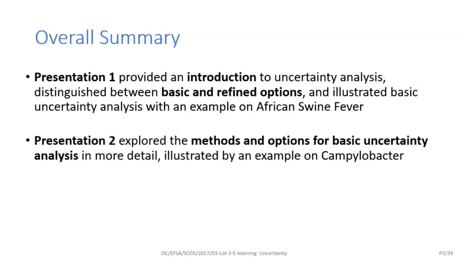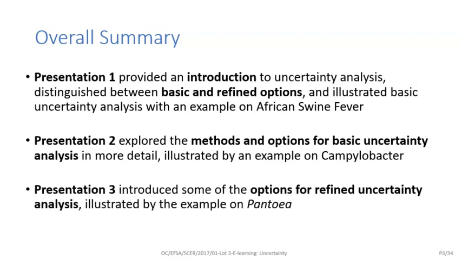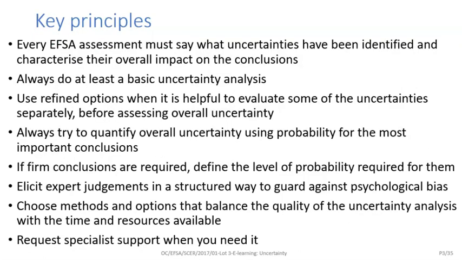Presentation 2 explored the methods and options for basic uncertainty analysis in more detail, illustrated by an example on Campylobacter. And Presentation 3 introduced some of the options for refined uncertainty analysis, illustrated by the example on Pantoea. Running through the presentations were a lot of important principles, some of which are shown on this slide. I won't read them again, except to remind you that specialist support for all these methods is available within EFSA when you need it. Thank you for your attention, and I hope what we've covered will be helpful in your work.